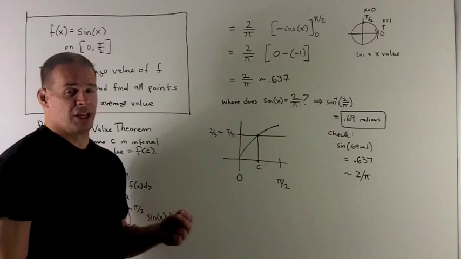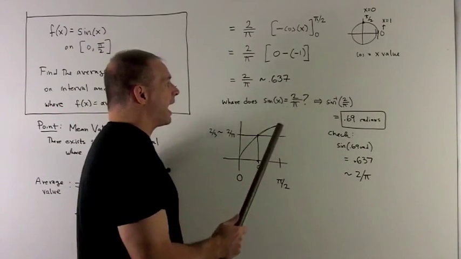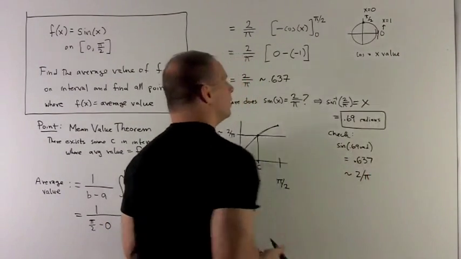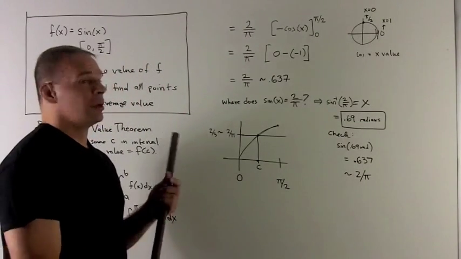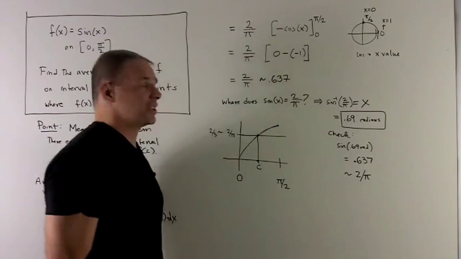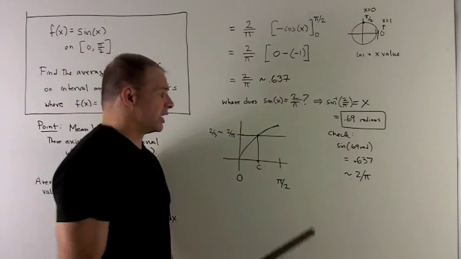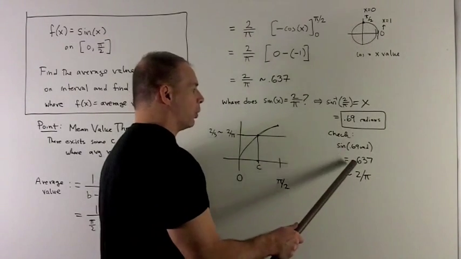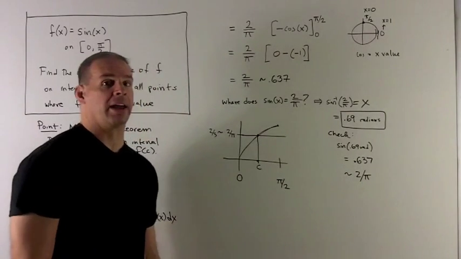Well, this is the definition of inverse sine. If I want to know what sine of x gets me to 2 over pi, that's the same as saying, find me sine inverse of 2 over pi. Plugging that into my calculator gives me 0.69 radians, and that's what we were asked for. Of course, I can check this. I just stick 0.69 radians into sine, and out comes my 0.637, which is roughly my 2 over pi, as promised.